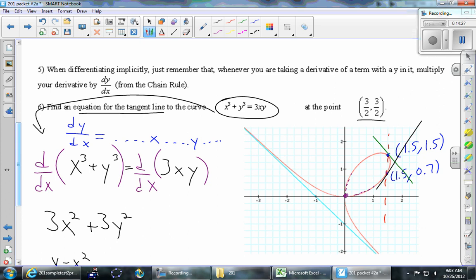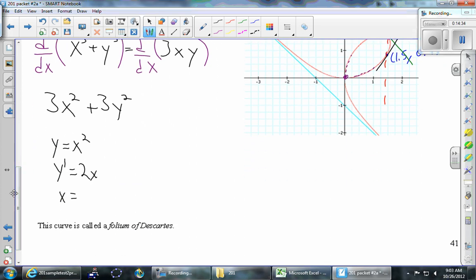X is still the input, the independent variable, and y is still the output, the dependent variable. And so they don't just behave the same. So in my mind, I'm thinking that y, this y right here, is some function of x. It's got x's buried in it, even if I can't find that rule explicitly.